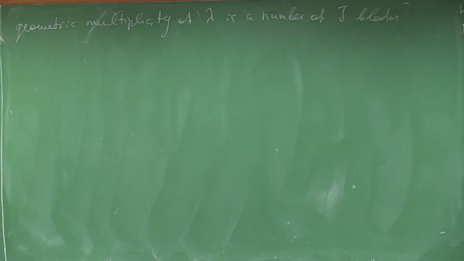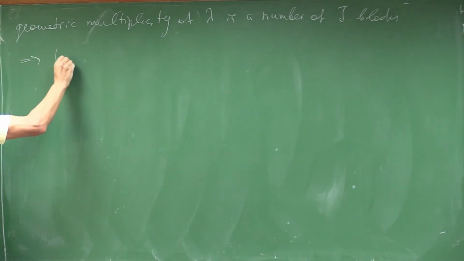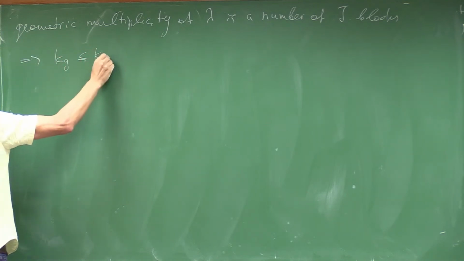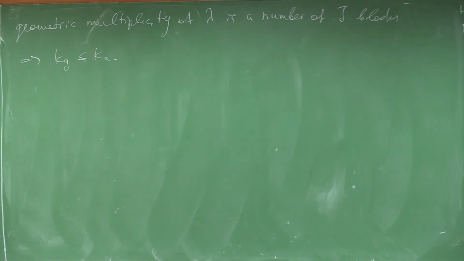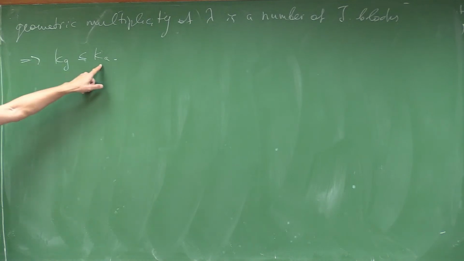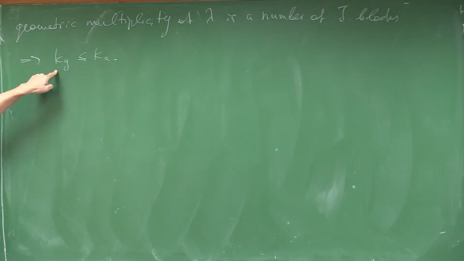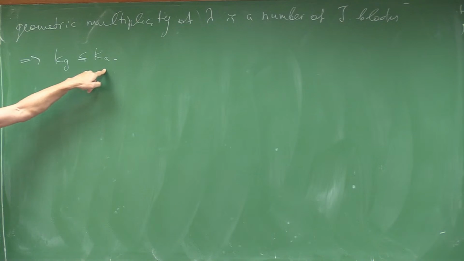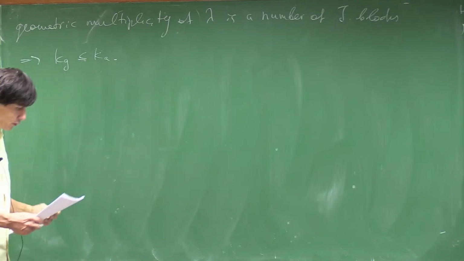And since each block is at least 1 by 1 or more, it automatically means that geometric multiplicity is smaller or equal than algebraic multiplicity. Because algebraic is the sum of the sizes of the blocks, and this is just the number of blocks. Do you see it? No? Okay, so let's put an example.